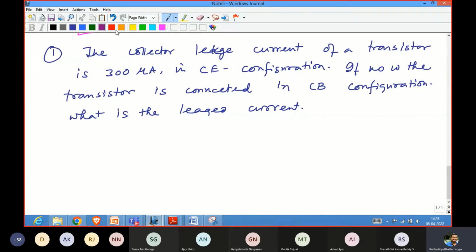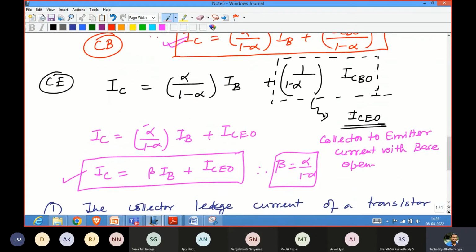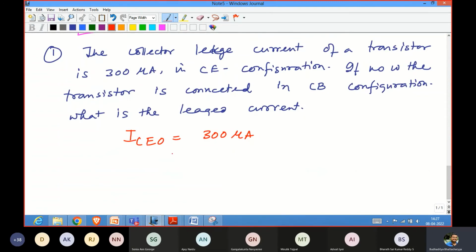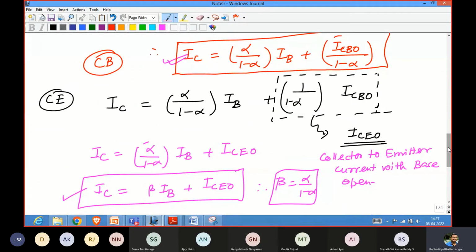You can observe that very simply we can write from the expression itself that ICEO is given as 300 microamps. Remember, I told you right now that this part is called ICEO. This is only when it is in a common emitter circuit. Please understand and underline that part. If it is a different configuration, the equations will change. But for a common emitter circuit, this is the final expression, and the portion that I dotted over here is called ICEO, or the collector to emitter current with base open. So this ICEO is given as 300 microamps. As we know, ICEO can also be expressed as ICBO divided by 1 minus alpha. So ICEO equals ICBO by 1 minus alpha. This has also been established over here.